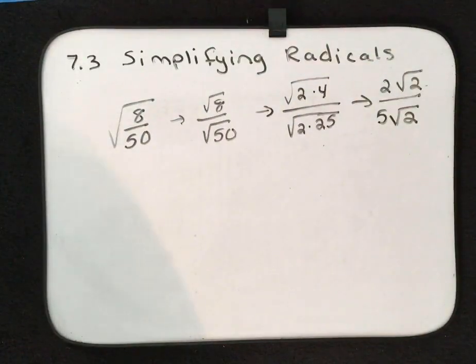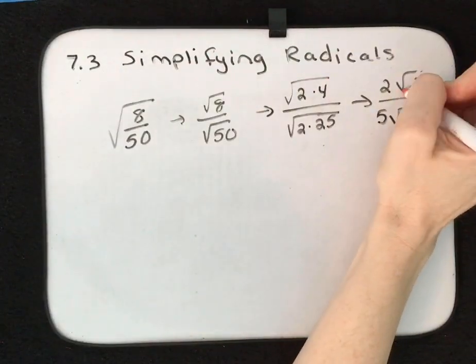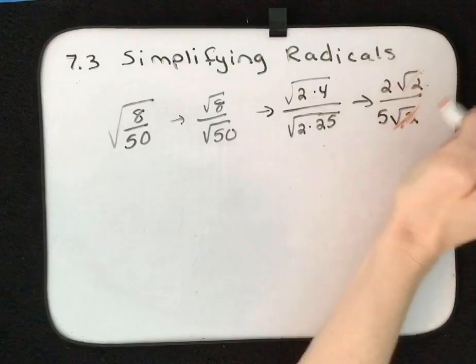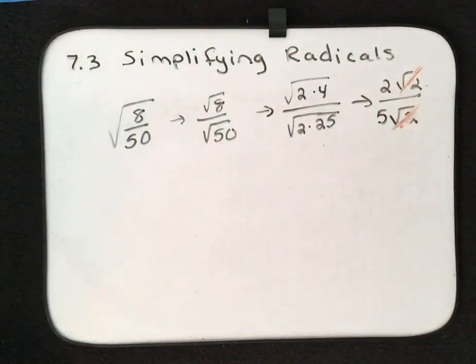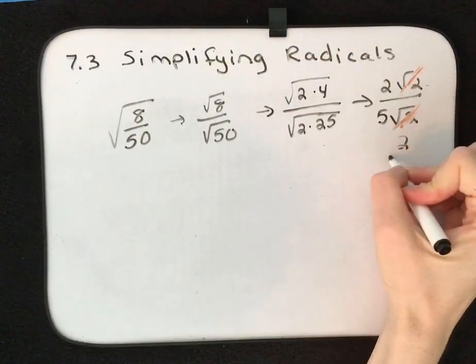Now something convenient here. I have square root of 2 on the top. I have square root of 2 on the bottom. So these are going to cancel. So square root of 2 over square root of 2, that's the same thing top to bottom. It cancels, which leaves us with just 2 over 5.